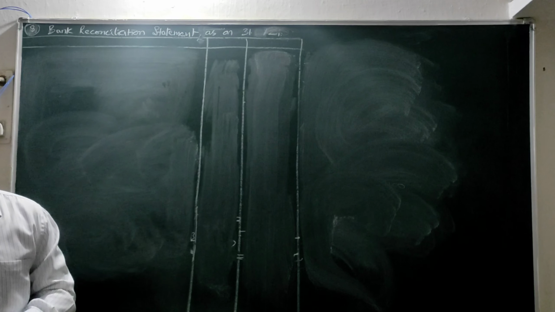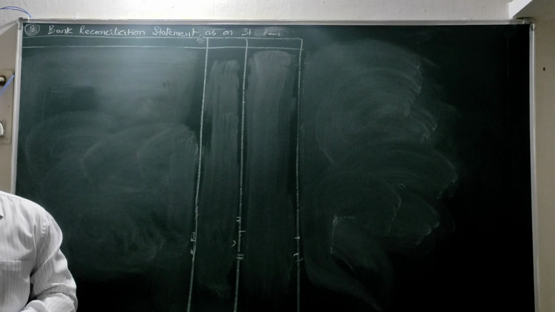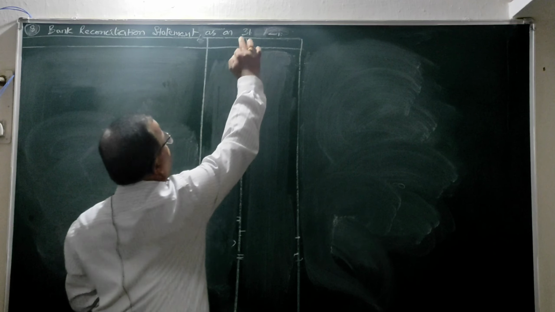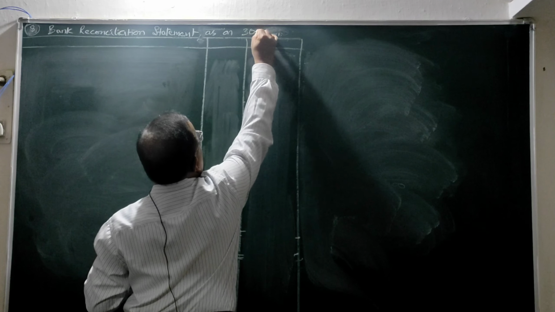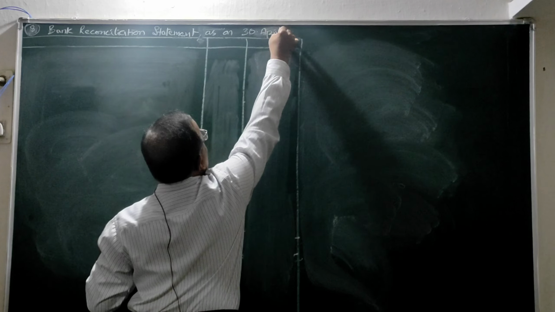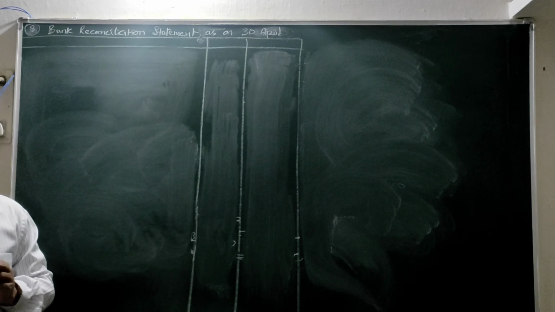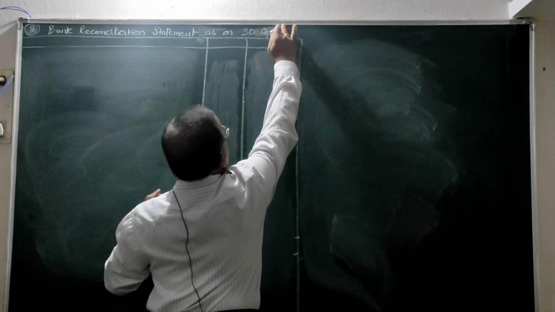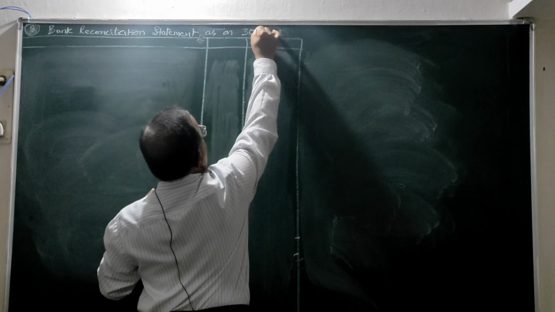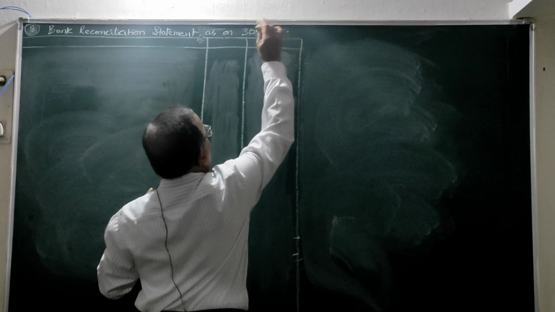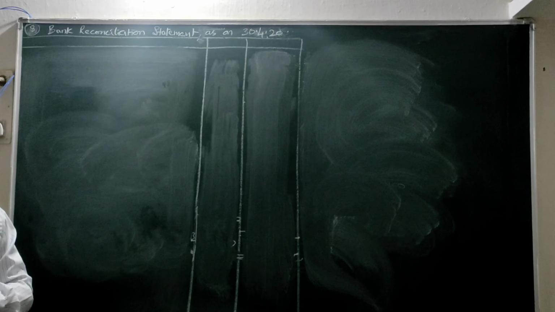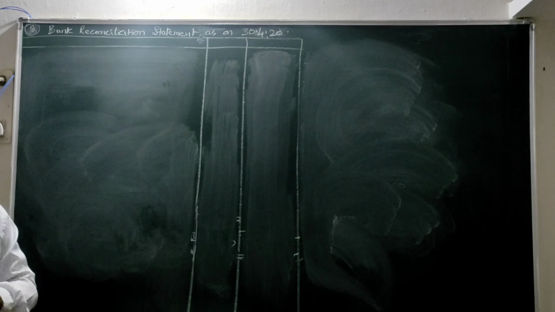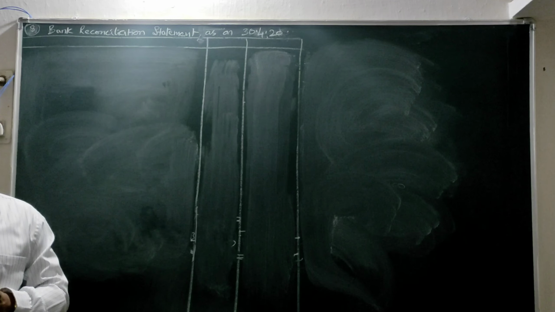See, the 8th problem reads something like this. Prepare a bank reconciliation statement on 30th April. So we are preparing on 30th of April 2020. On this date we are doing BRS here.